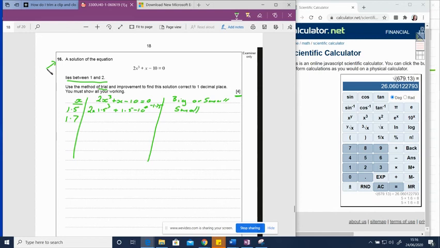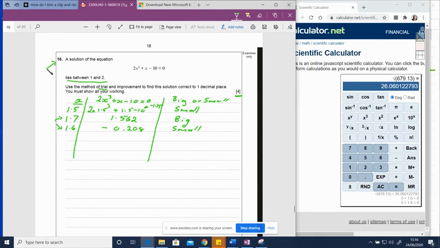Put it into the calculator as I've done for the previous one. And the answer actually comes out at 1.562, which is too big. So that's too big. I'm going to try 1.6. Put that in the calculator and the answer comes out as minus 0.208, which is too small. So I can say 1.7 is too big, 1.6 is too small.